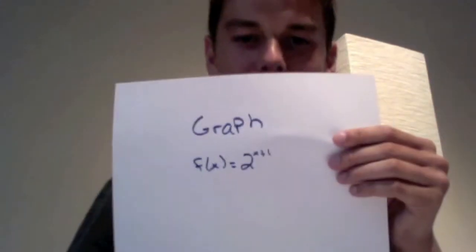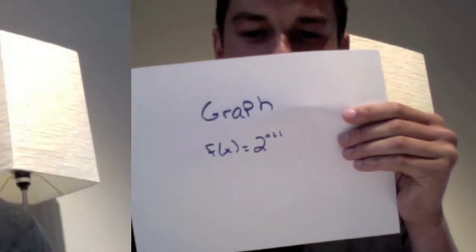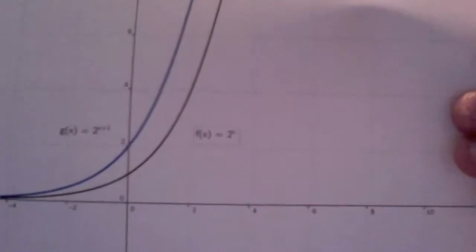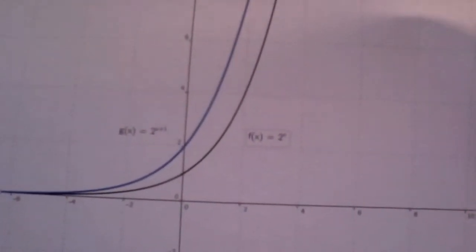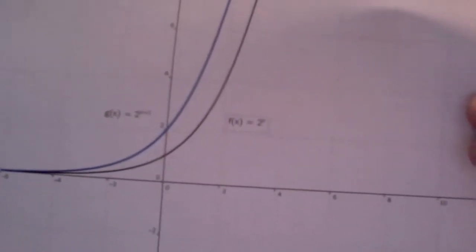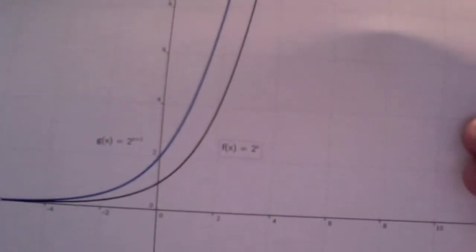Yahoo! Let's graph the function f of x equals 2 to the power of x plus 1. Now take a look at the two graphs that I have compared, 2 to the power of x and the graph that we are graphing, 2 to the power of x plus 1. Here are the two graphs. In the black you have 2 to the power of x, and in the blue you have 2 to the power of x plus 1. Notice the differences. The blue graph moved one space to the left.